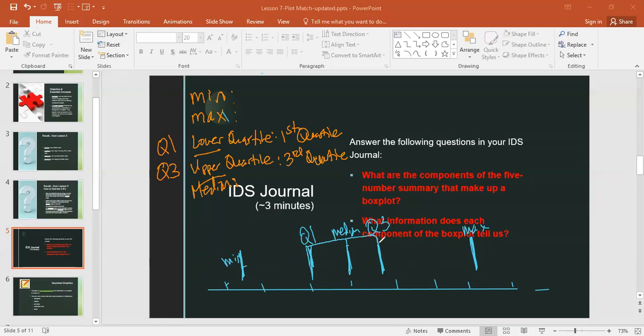Okay, and so remember the box and whisker plot, the box plot. So the box is created with your Q1, median, and Q3. And then the whiskers are Q3 to the max and Q1 to the min. Okay. So the box is your middle 50%.